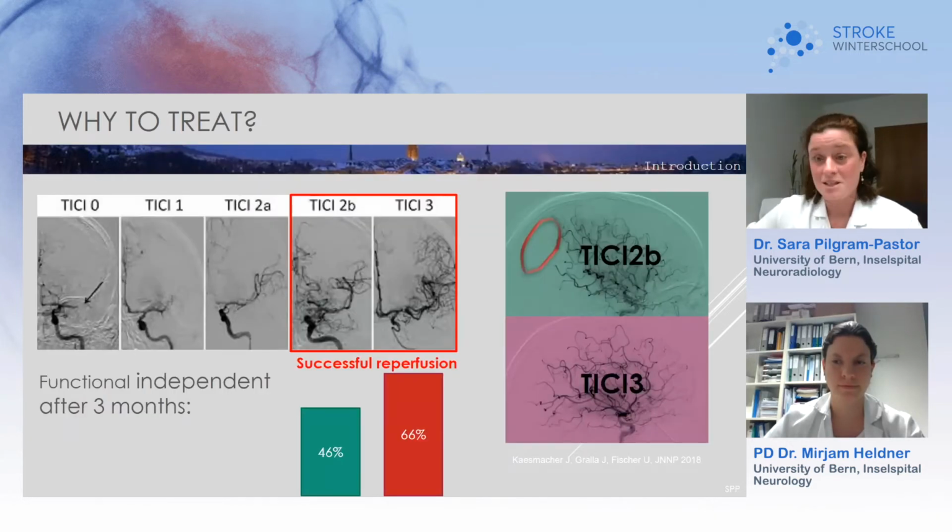We and many others could show anyhow an open vessel is better than a closed vessel. So a TICI 3 result in thrombectomy gives after 3 months 66% a functionally independent life, which is a very important result, compared to 46% of patients with a TICI 2B result. So you should try to open all vessels. This was shown by Kersmacher and Graller in 2018, but also the HERMES studies, the HERMES results showed it in a pooled analysis. So it's not something new, it's just something to stress.